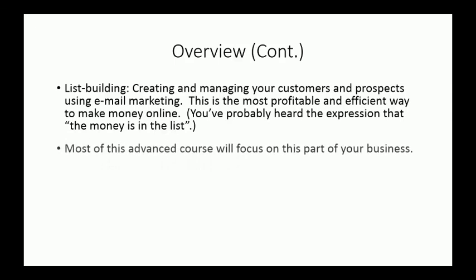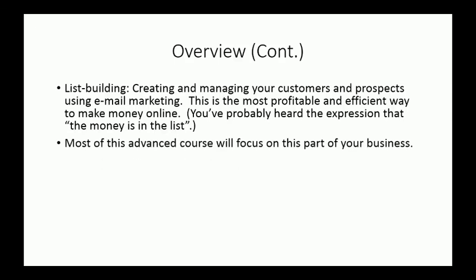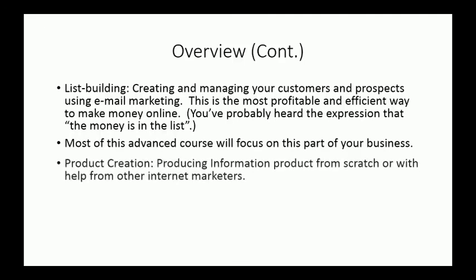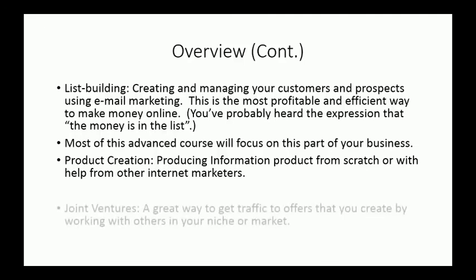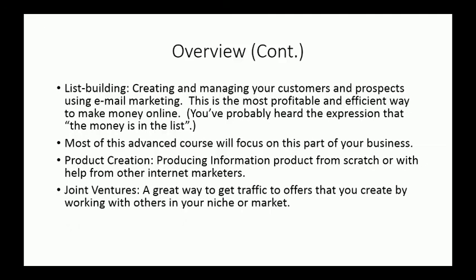Well, you're going to know how to build your own list so that you can email that list and generate additional income. In most of this advanced course, we are going to focus on that process. But there are some other aspects that, when you add them on, will also increase your income. One of those things is product creation. This is producing your own information product, either from scratch or with help from other marketers. We are going to talk about that in this course. Joint ventures are a great way for you to get traffic to the offers that you create by working with others who are also product creators and other affiliate marketers inside of your market or niche.